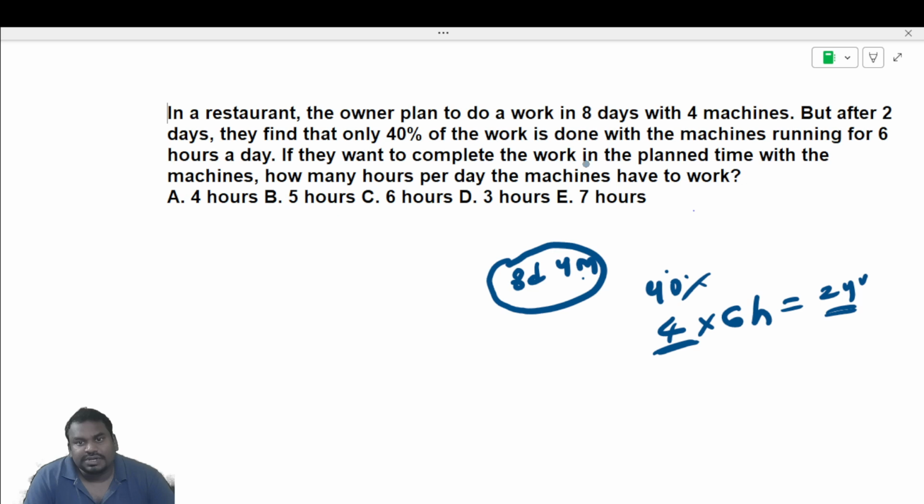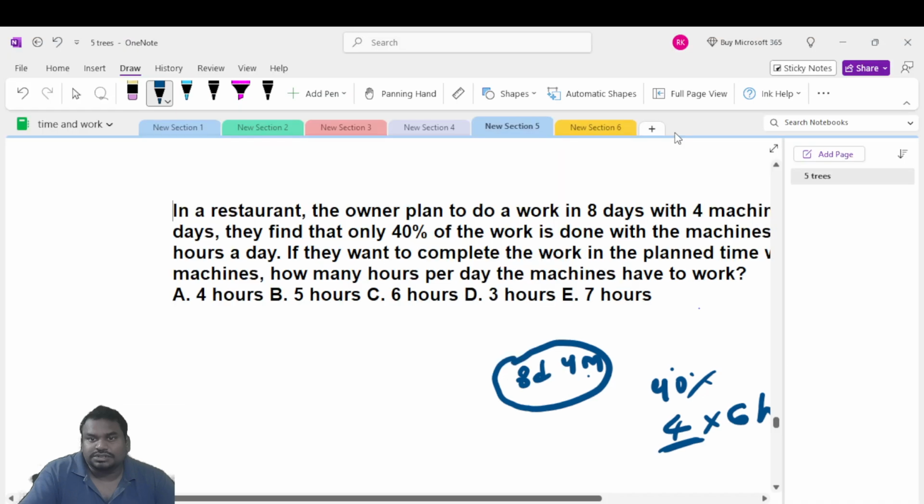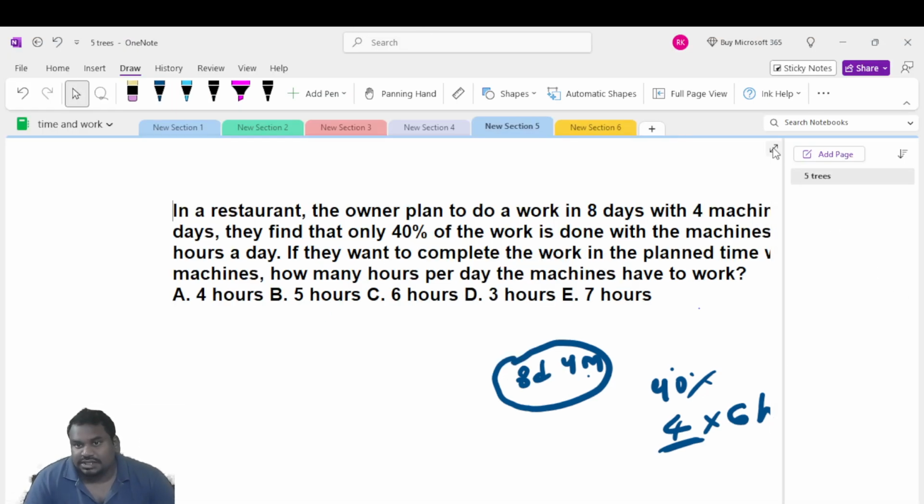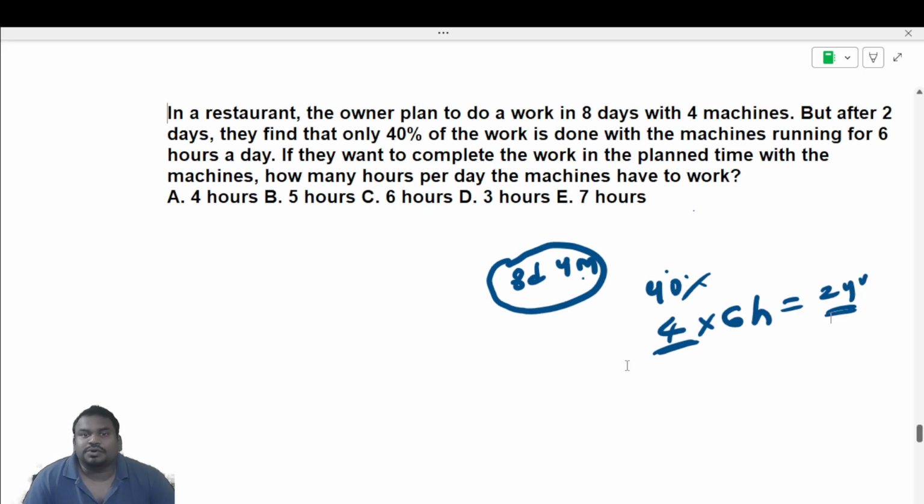So if they want to complete the work in the planned time with the machines, it means within 6 more days the remaining work should be done. How many hours per day do the machines have to work? Okay, so this is the question. It means that after 2 days, some problem happened. Only 40% of the work is completed.